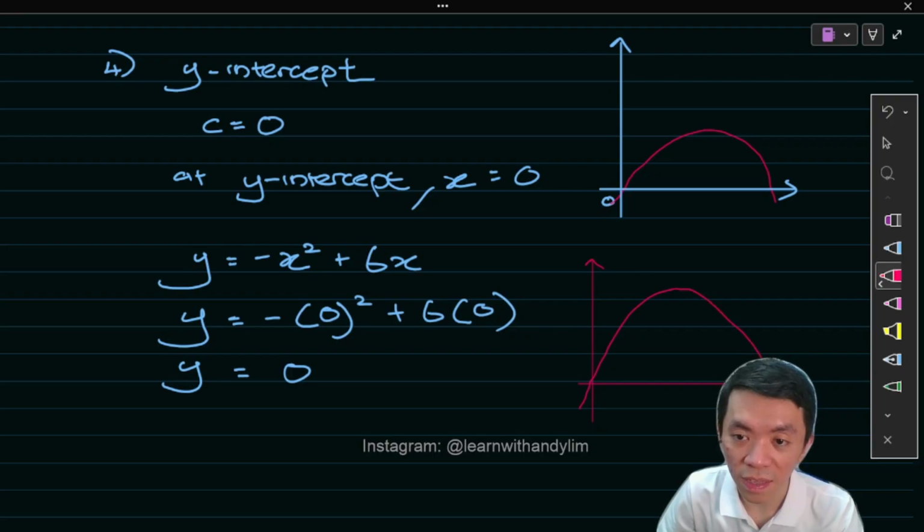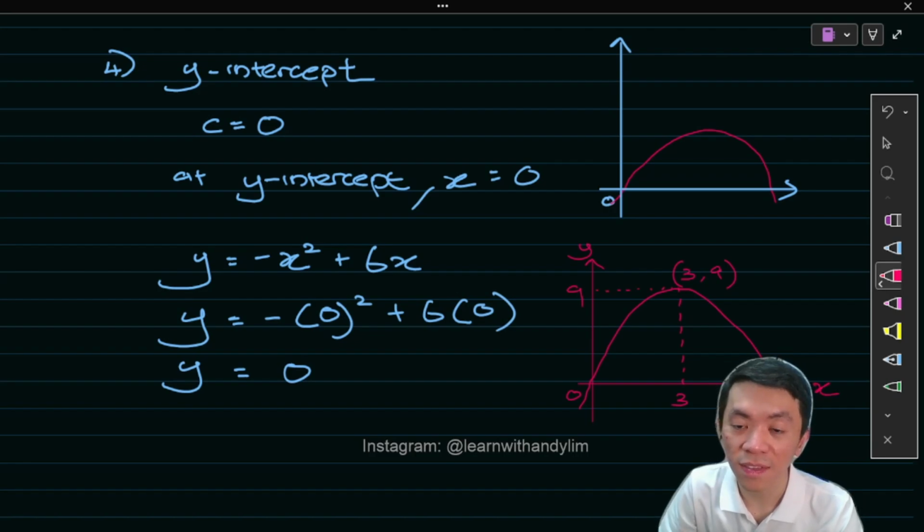So x-intercepts of 0 and 6, maximum point of 3 and 9. There we go. This is my full sketch. Also, you cannot forget to label my y-axis and my x-axis. There we go.